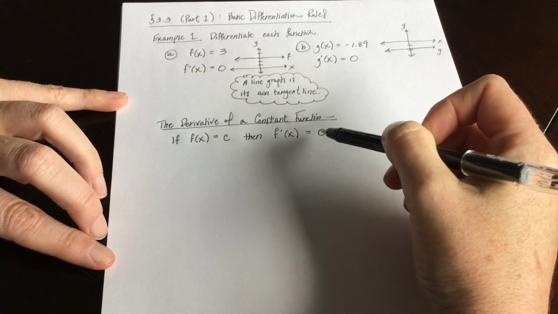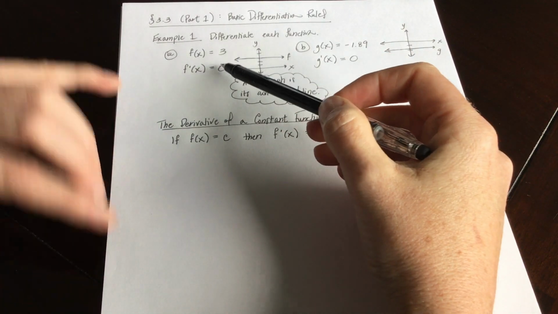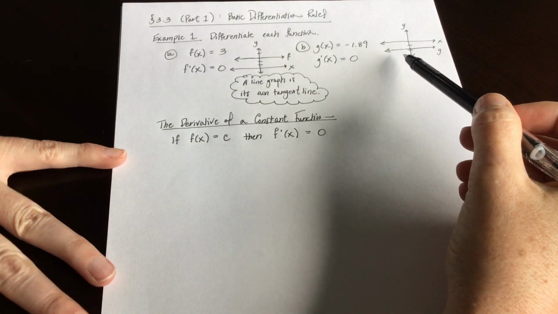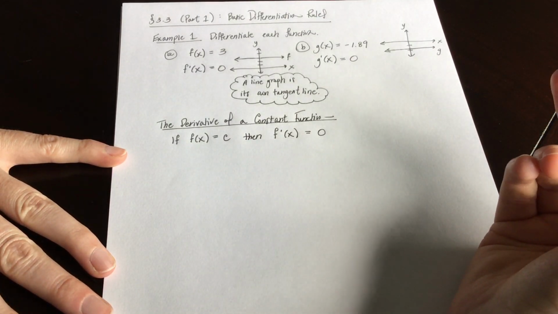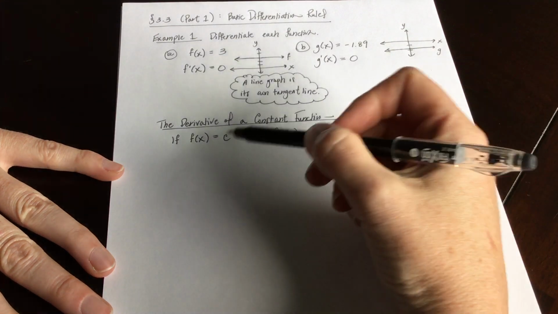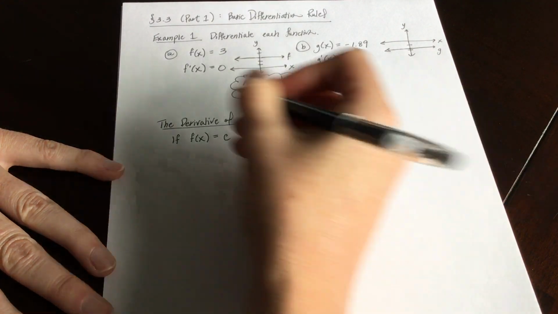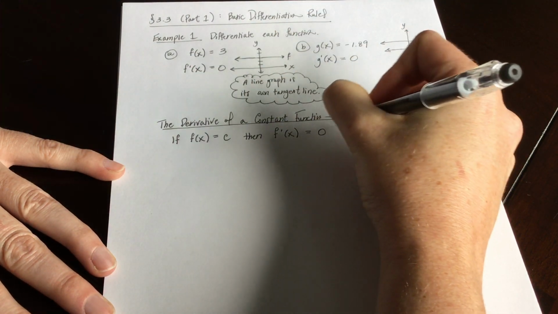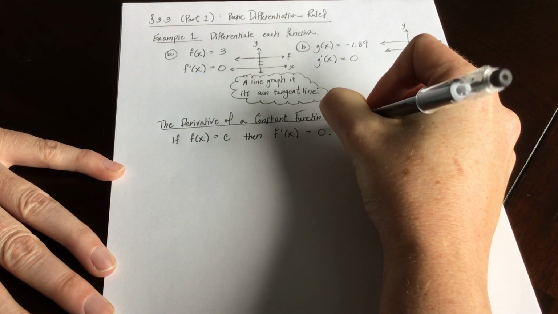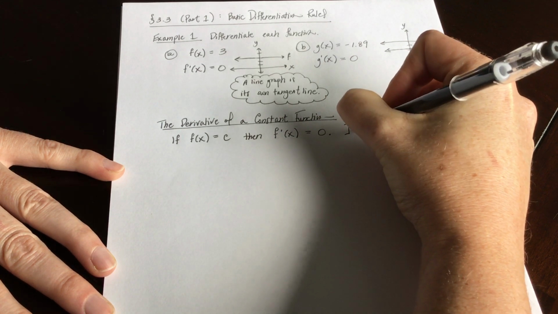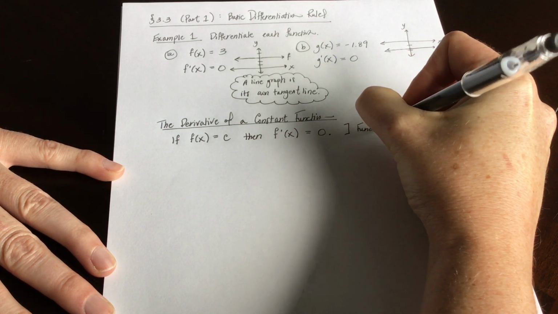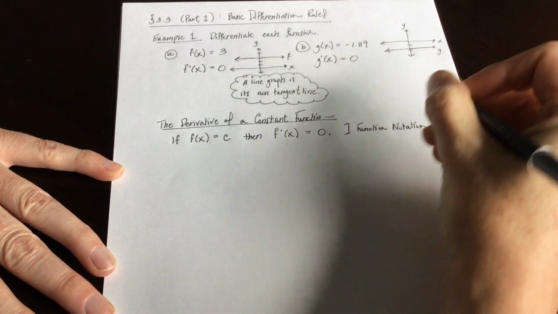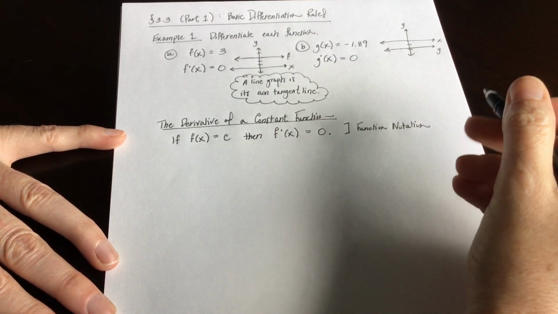Now, you could have gotten these answers also by using the definition of derivative that we learned previously, but I was hoping that doing some graphical reasoning would also make sense. So this is how you say this rule in function notation. And function notation is going to be your comfort zone because that's what we've been using all along.